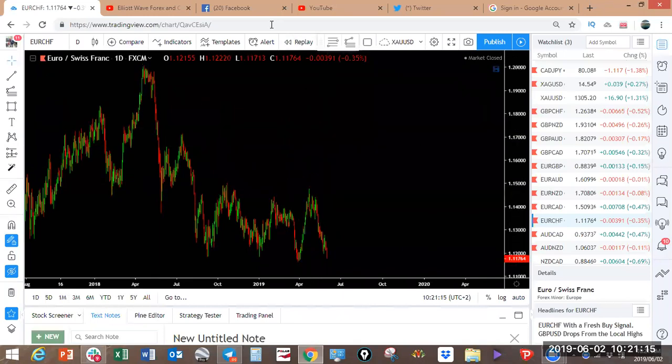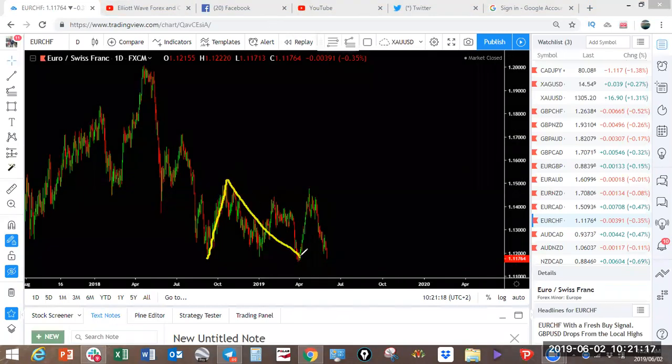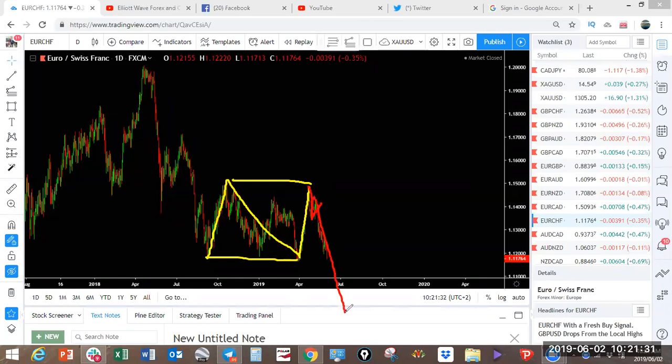And that is the structure, that is the regular flat. You saw on Euro New Zealand, you've got a similar structure, a regular flat as well. And look what has happened here. On Euro CHF, it has already played out. It made this, it made this. And then this is the move that we're looking at.